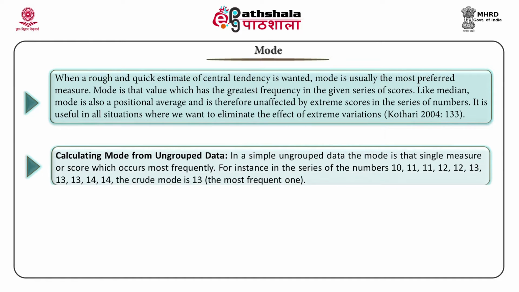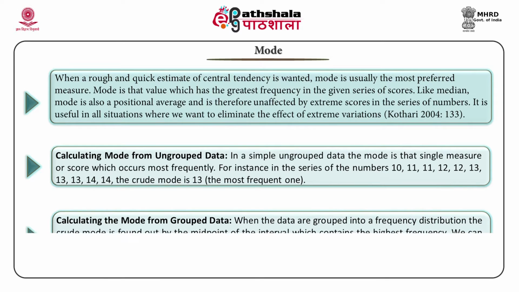Calculating the mode from ungrouped data. In a simple ungrouped data, the mode is that single measure or score which occurs most frequently. For instance, in the series of the numbers 10, 11, 11, 12, 12, 13, 13, 13, 14, 14, the crude mode is 13, that is the most frequent one. Calculating the mode from grouped data.